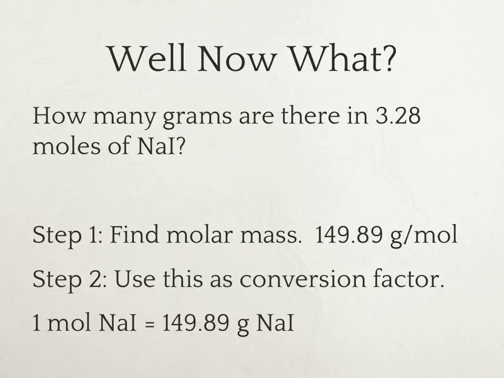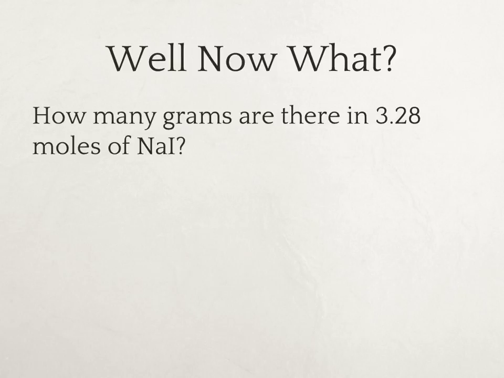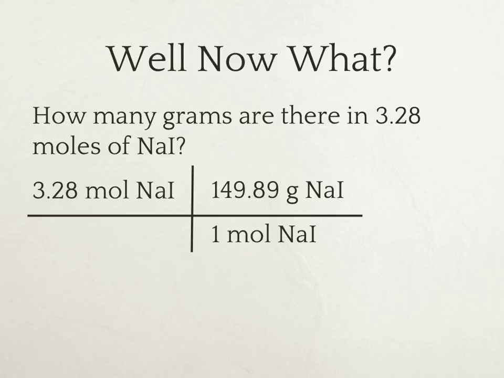Step number 2 then is to use this as a conversion factor. So for every 1 mole of NaI, you have 149.89 grams of NaI. So setting up our problem, going from moles to grams, moles of NaI cancels out. You're left with an answer of 492 grams of NaI. Again, these cancel out. Make sure you put this example in your notes.